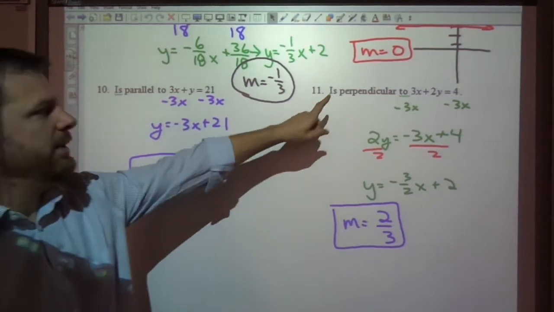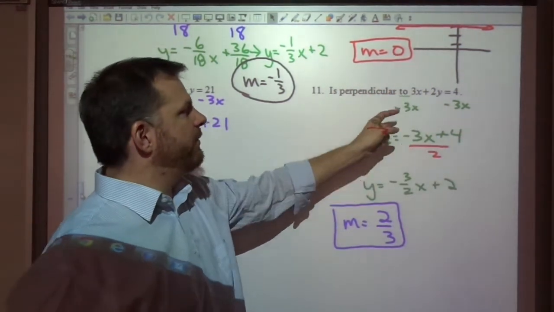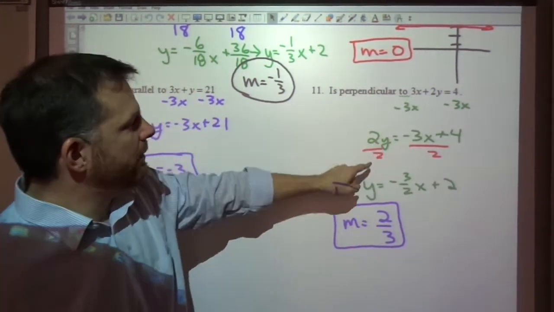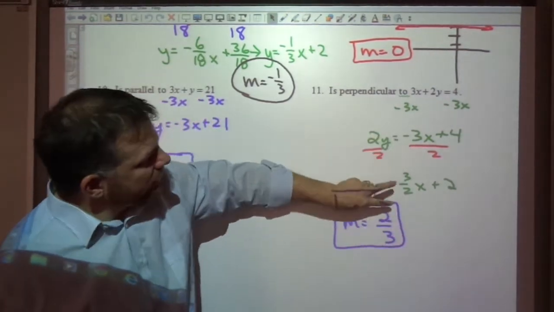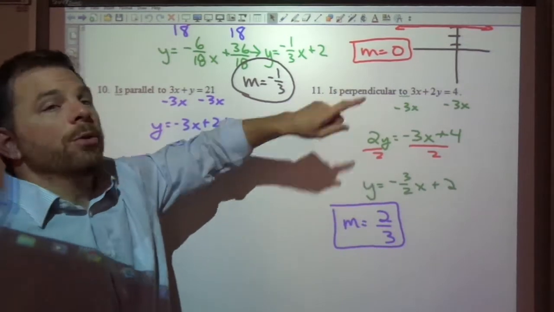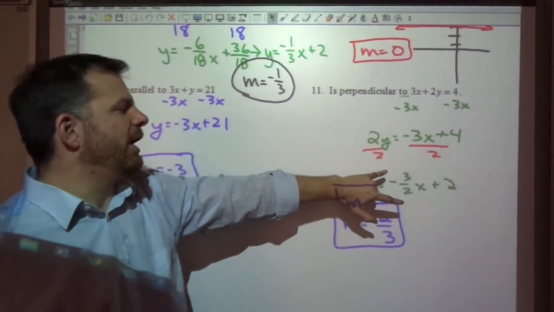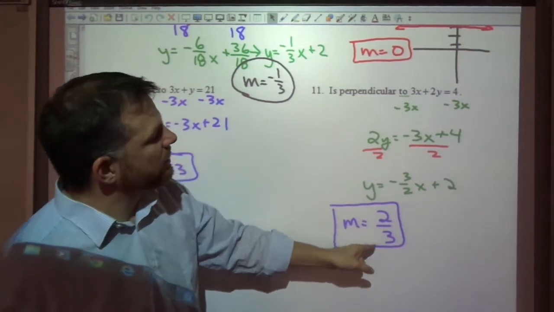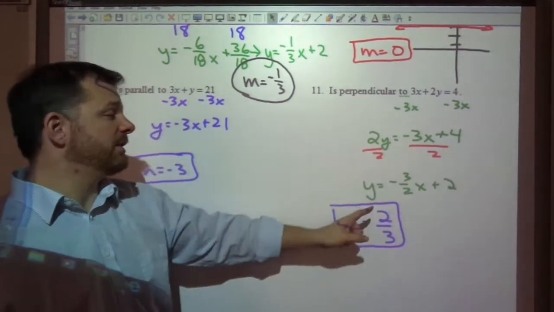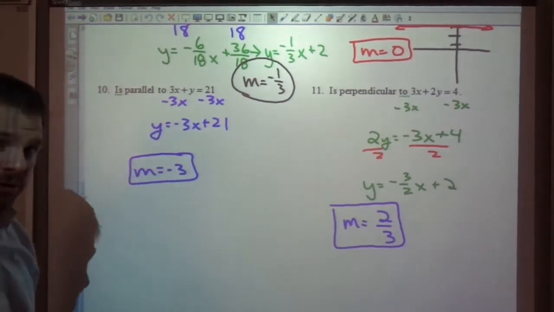The next one is perpendicular. Same thing, I put it in slope-intercept form, subtract 3x, divide by 2. I end up with this as the equation of that line. Its slope is negative 3 over 2. I know perpendicular lines have slopes that are opposite sign reciprocals, so my line must have a slope that is 2 over 3 and positive because it's the opposite sign reciprocal.